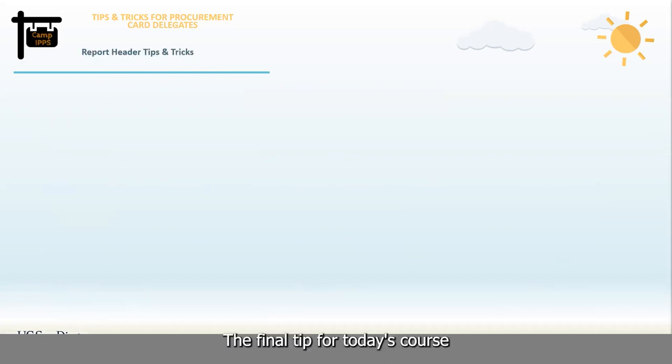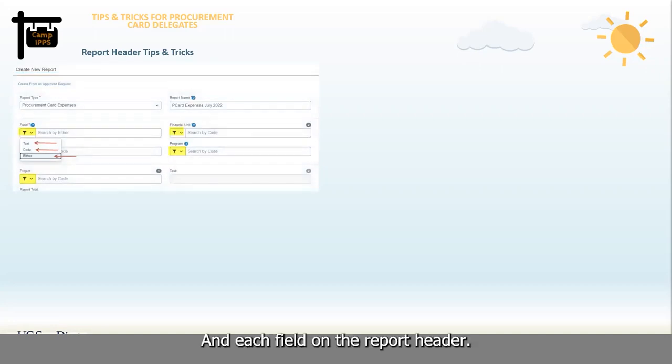The final tip for today's course is for anyone who prepares expense reports. Let's go ahead and take a look at the COA fields within the report header of an expense report. In each field on the report header, you will see what looks like an hourglass on the left of each field. Next to that hourglass is a drop-down arrow. Before you begin to search or type anything in, best practice is to always select either.